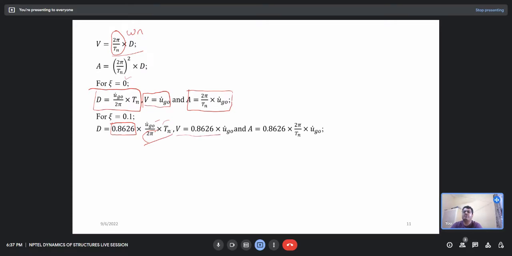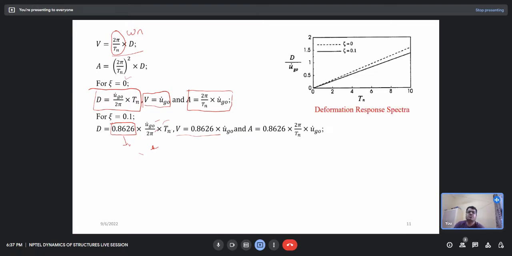This becomes the velocity. If I multiply this with the omega n, that gives you the velocity. Multiply this with the omega n square, this will give you the acceleration. So now we have to plot the response for both the things, for the damping equal to 0 and damping ratio equal to 0.1. For the deformation response, the dashed line shows damping 0, and the solid line shows damping equal to 0.1.